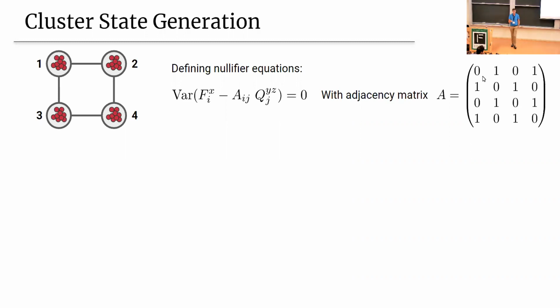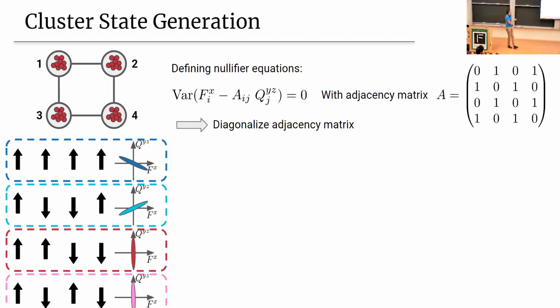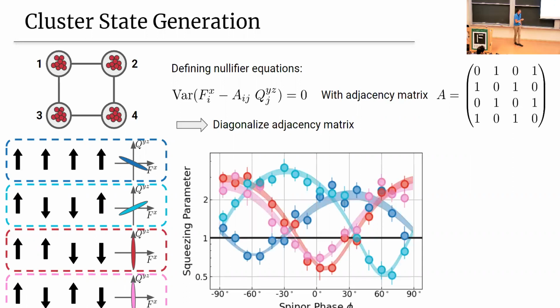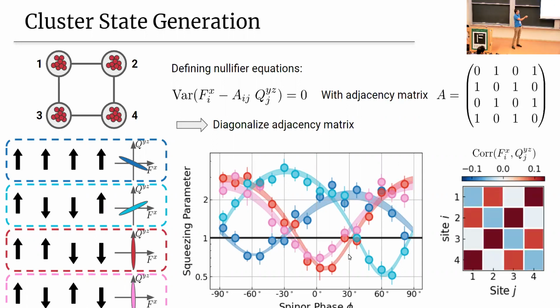And the trick for how we can implement this is that if we diagonalize this adjacency matrix, we get a recipe for what kind of modes we have to squeeze in our system. There are 4 orthogonal modes in our system, which are shown here by these arrows. To get to this cluster state structure, we have to squeeze them and rotate the angle. So it's basically the same as I showed before, just repeated for the other modes. If we do this experimentally, we see that we can in fact squeeze all of these 4 modes. And we can also reconstruct the correlation matrix, and we see that this very much resembles the adjacency matrix over here.